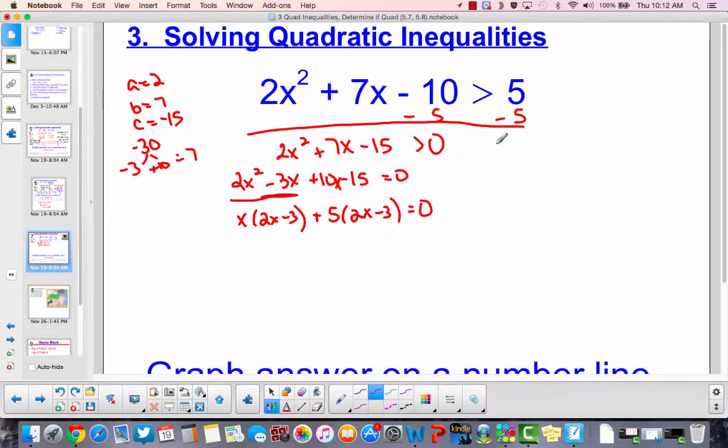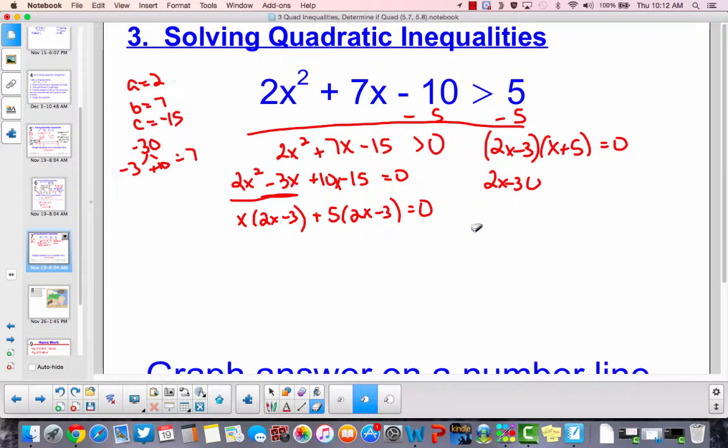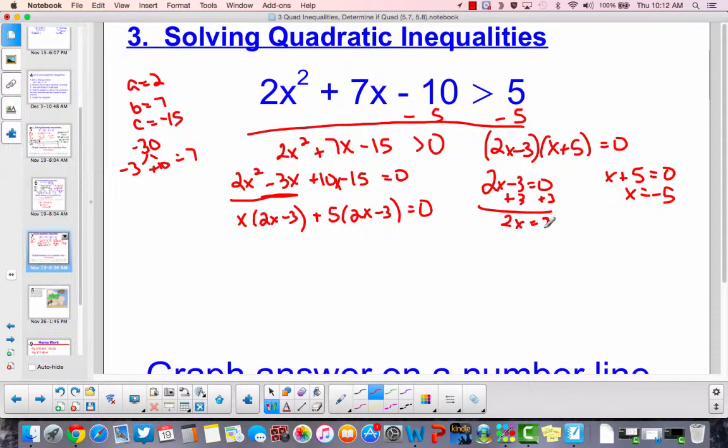So when I factor this, I get 2x minus 3 times x plus 5 equals 0. Set each piece equal to 0. So 2x minus 3 equals 0, or x plus 5 equals 0. Subtracting 5 from both sides, I get x equals negative 5. Add 3 to both sides, divide both sides by 2, and x equals 3/2 or 1.5.